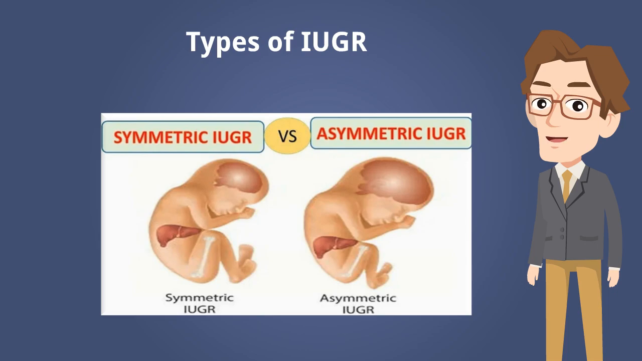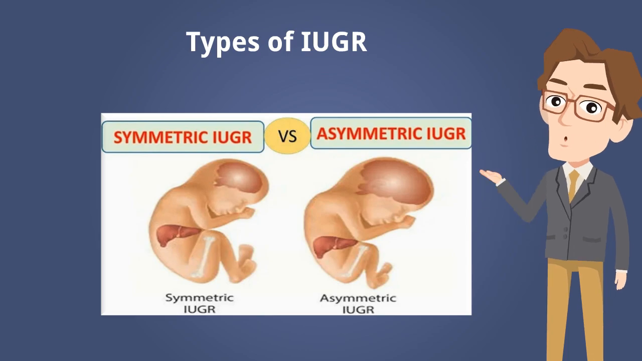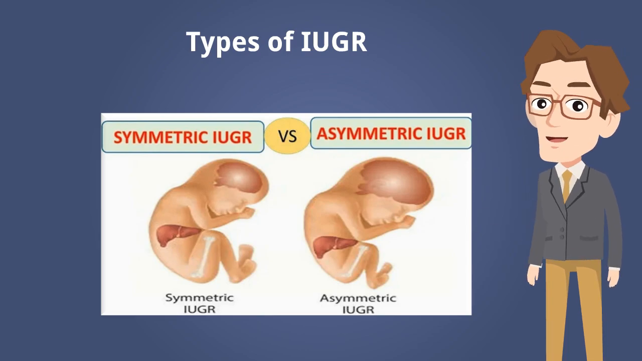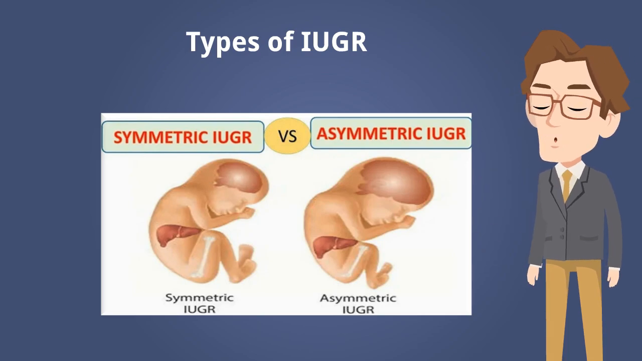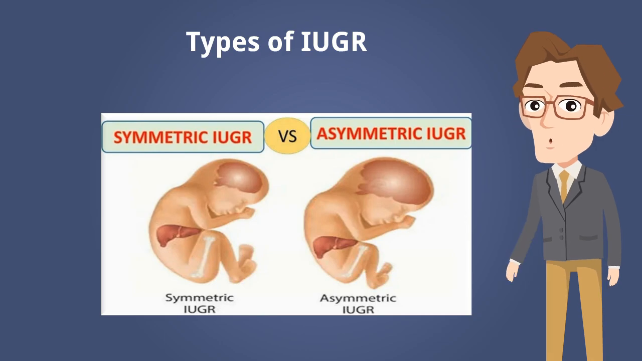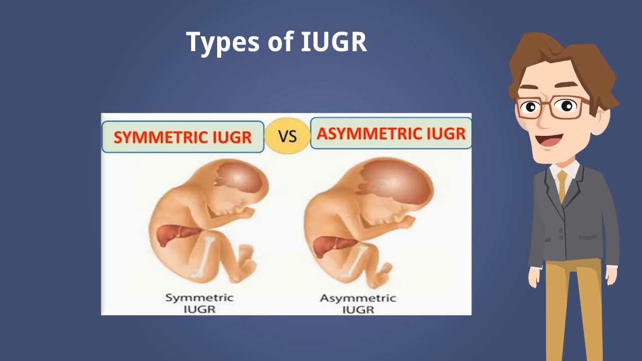The next one is asymmetric IUGR. Here, head circumference is preserved compared to length and weight. The causes for asymmetric IUGR can be placental insufficiency, pregnancy-induced hypertension, or maternal malnutrition.